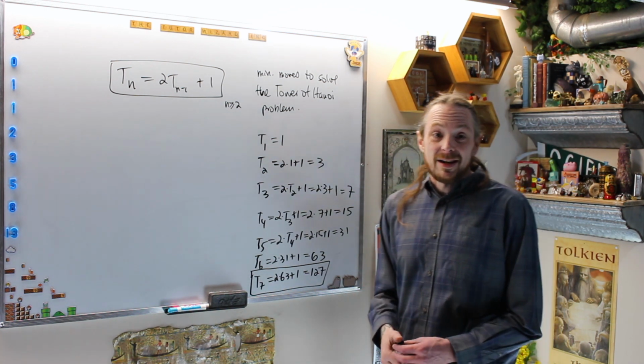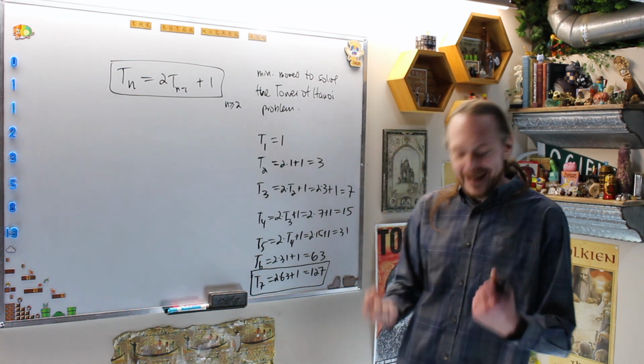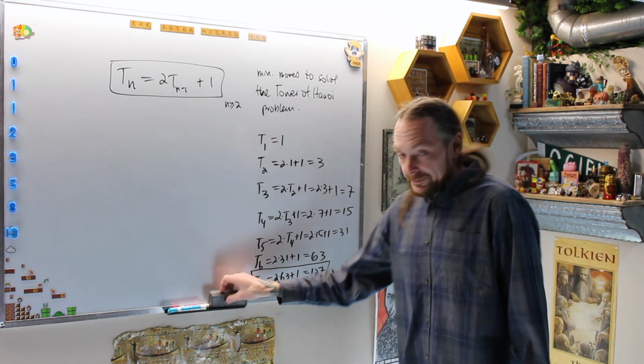To do 7 rings is going to take 127. You don't want to watch me do that one. I don't think I've ever actually done it. Somebody do it and be like, I did it. Wizards. That's who does that.